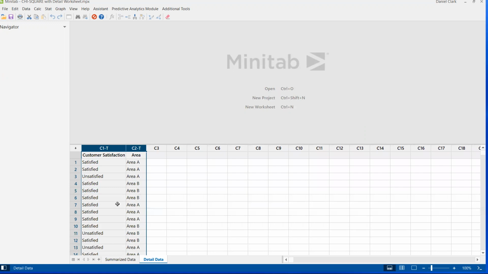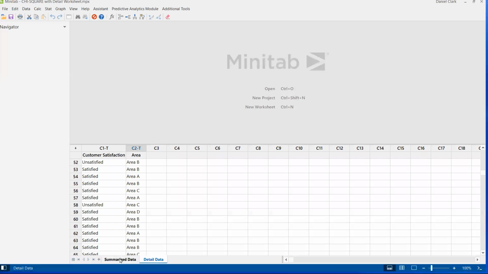So you can see we've got two worksheets. The detailed data worksheet is the one that comes up. And what it shows you is in column one, you have the customer satisfaction level, satisfied, unsatisfied, and then the area in which the survey was taken. So unlike in the two proportion test or just A and B, in this we've got C and D as well.